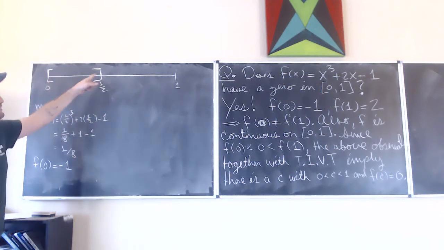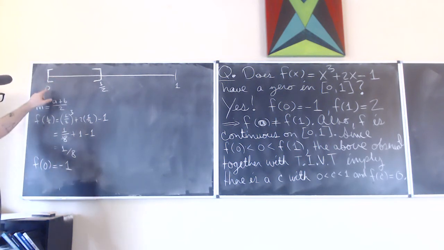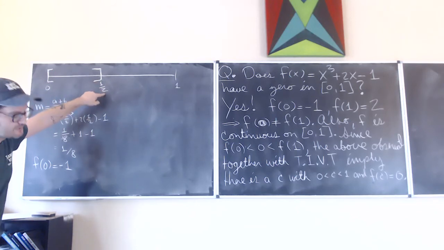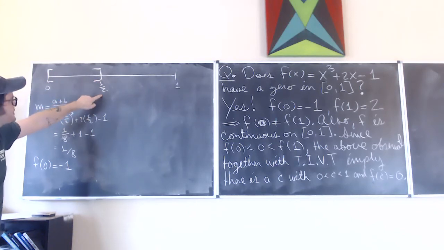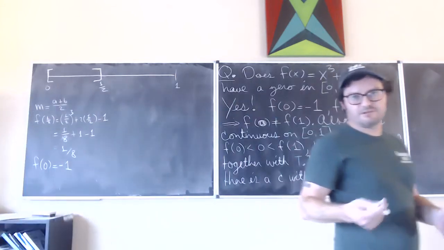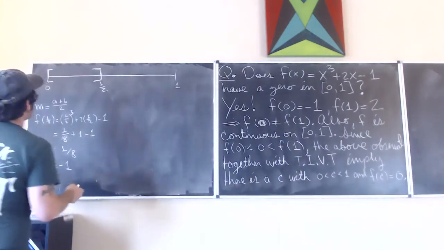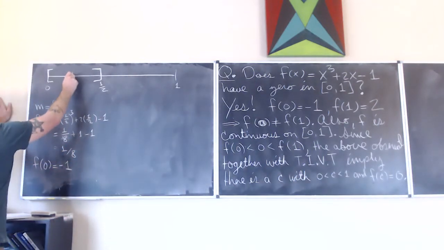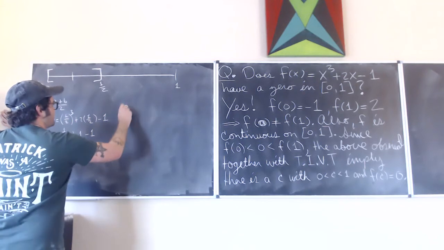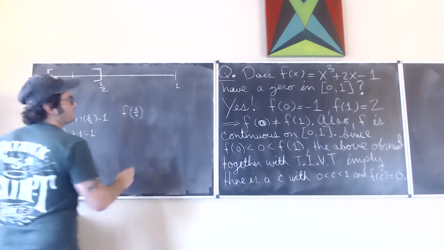So if it's continuous in that interval, and evaluating the function here is negative, evaluating the function there is positive, then somewhere in there we have to cross f of c equals 0. So then we take the midpoint here. So what's f of 1/4? What is that?